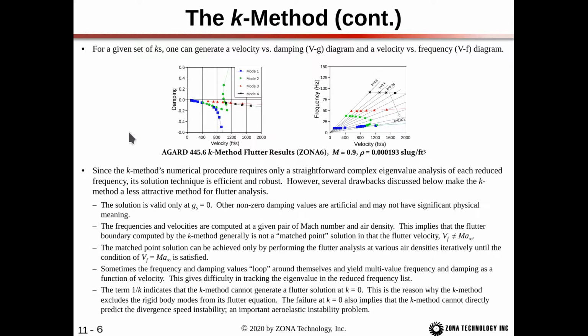And then finally, the term 1 over k indicates that the K method cannot generate a flutter solution at k equals 0. This is the reason why the K method excludes the rigid body modes from its flutter equation. And the failure at k equals 0 also implies that the K method cannot directly predict the divergent speed instability, which is an important aeroelastic instability problem.